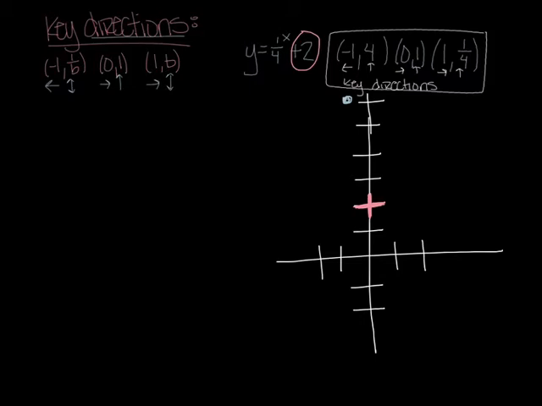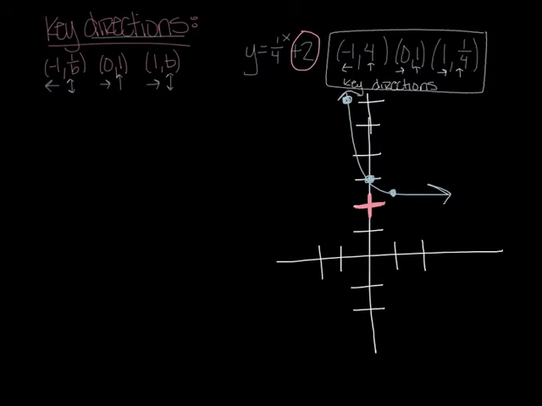Okay, now to my next key direction, 0, 1, which means move right 0, up 1. Back at the new crosshairs, I move right 0, up 1. Last key direction, move right 1, up 1/4. From the new crosshairs, move right 1, up 1/4. Then I connect those to be a curve.